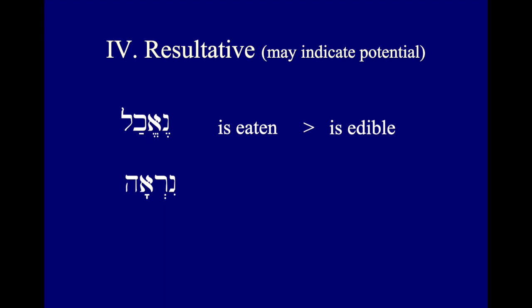Or this one right here, ra'ah means to see. Ra'ah is the 3ms ending. I know it's a mappiq hey at the end, but this is part of the root. Resh aleph hey is the root of the verb to see. So here we have nir'ah. So instead of he saw, it's he was seen, or let's say it is seen. Let's say it's visible, right? It's possible to see this thing.